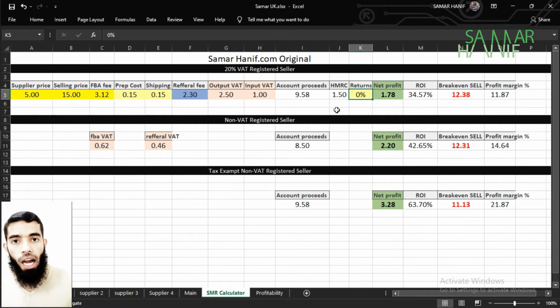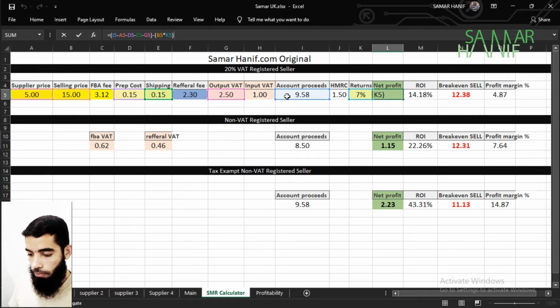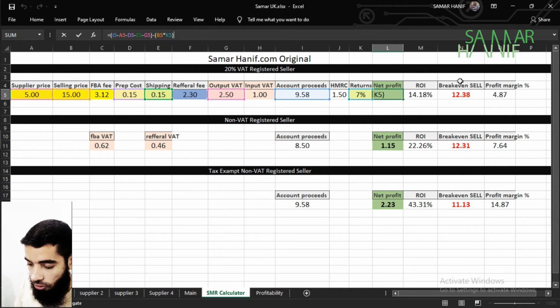If you are selling a fragile glass product, change this value accordingly. I usually keep it in between 7 to 20% for such products after analyzing the listing. Now the net profit is calculated as account proceeds minus supplier cost minus prep cost minus shipping cost minus output VAT or input VAT plus HMRC, which is the same thing, minus selling price times the percentage returns that you are estimating. Keep in mind that Amazon will not return the FBA fee or the referral fee if you get a return order. That's why I have used the selling price in this formula. Similarly, the formulas for break-even and profit margins are applied.